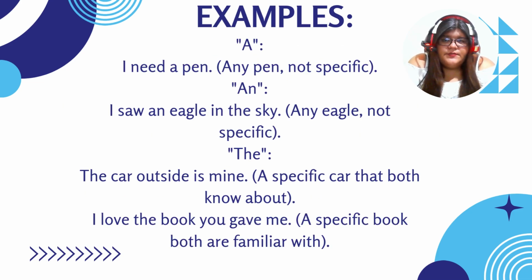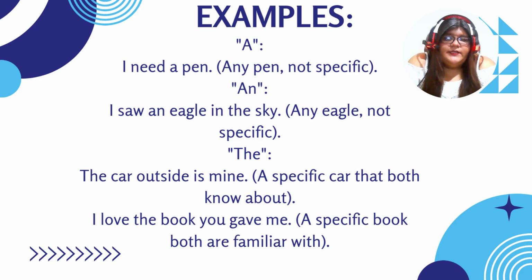Now let's look at some examples. We have the indefinite article a. I need a pen. Any pen, but not specific. For example, when you go to a library and you need to buy a pen, you don't know which pen they will sell you. You don't know if they have hundreds of pens. You don't know if they will sell you a blue or a red one, right? You said I need a pen. You weren't specific.